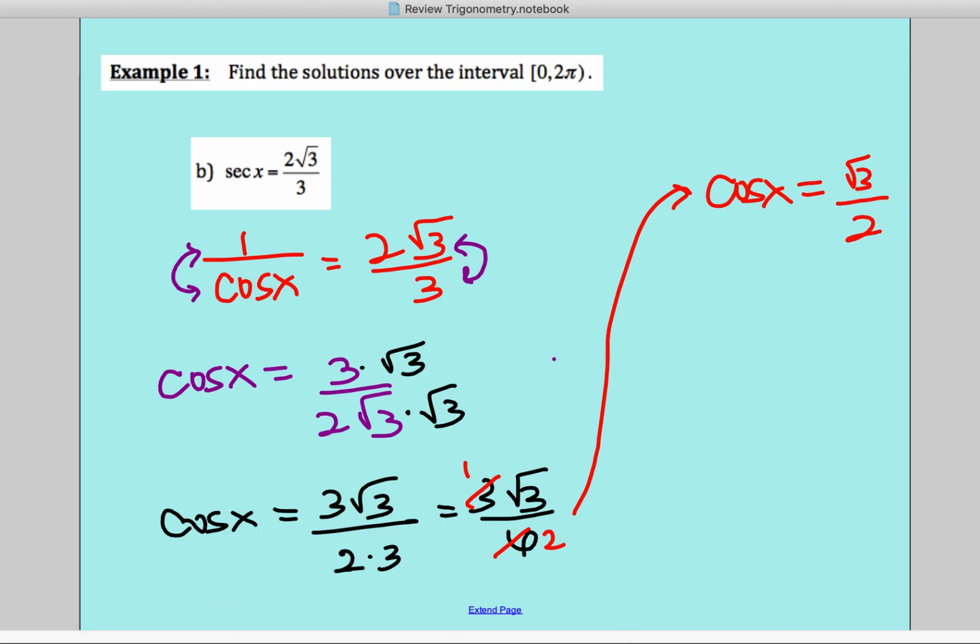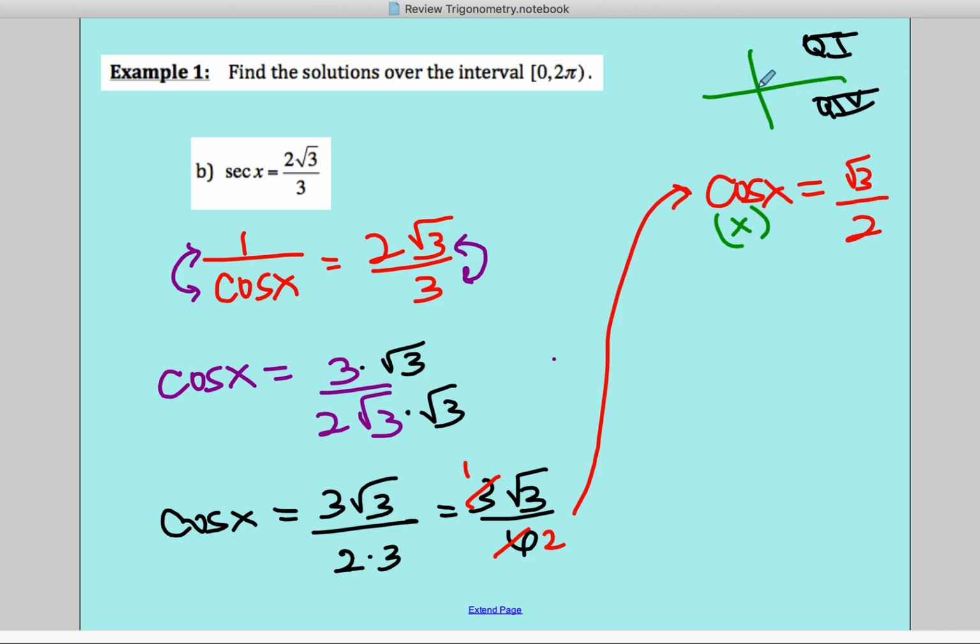So from looking at my unit circle, it's a cosine and it's positive. Remember, cosine are your x values. So where are my x values positive? They are positive in quadrant 1. And it is also positive in quadrant 4. So I know my two answers are going to be in 1 and 4.